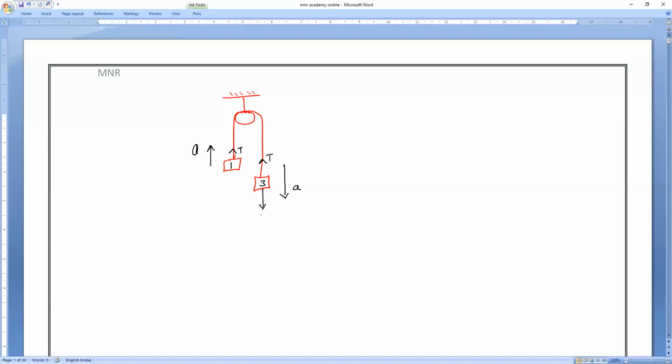Then we know that the weight of the body is acting downward, 3g. And here also the weight of the body is acting, 1g. Now if I write the equation, since it is acting downward, this is positive and this is negative. So what is the equation, everybody? We have 3g minus T, which is equal to, that is what? F net is equal to ma, Newton's second law. Am I right or wrong, everybody? So F net, 3g minus T, is equal to 3 into a, 3a.